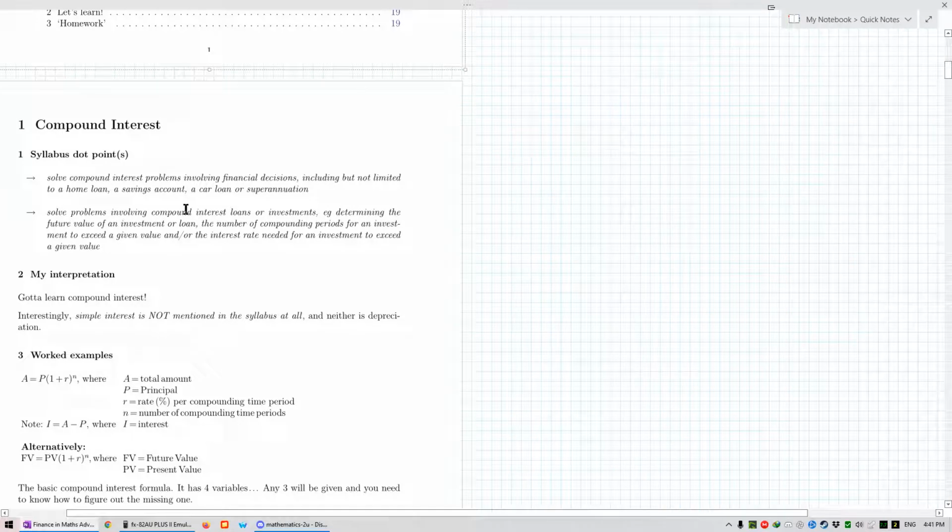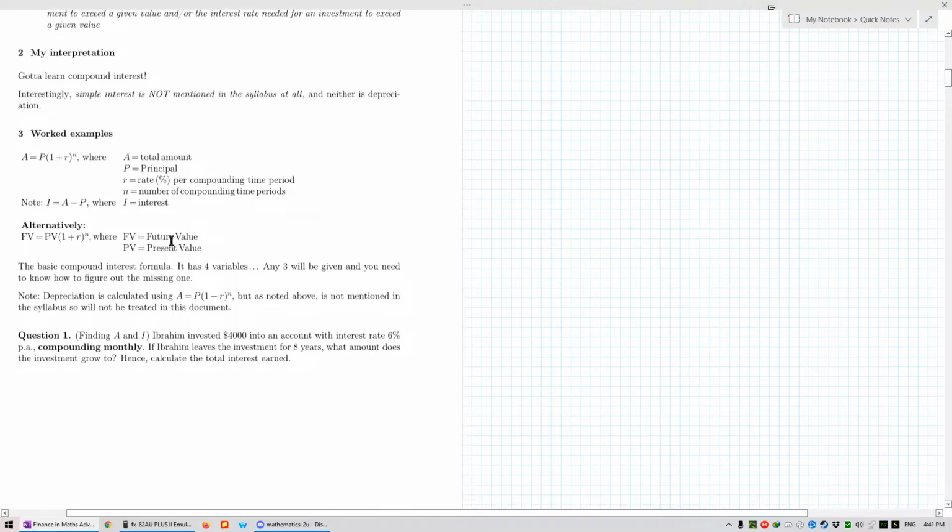For each lesson, I've looked at the syllabus carefully, and I've split up the syllabus dot points into lessons, and that's all I'm going to cover. Alright, so let's get started. So we have A is equal to P(1 plus R)^n. That is the basic formula, and I'm sure you will have used this pretty much throughout high school. But it is in the HSC, might as well cover it. A is equal to P(1 plus R) all to the n.